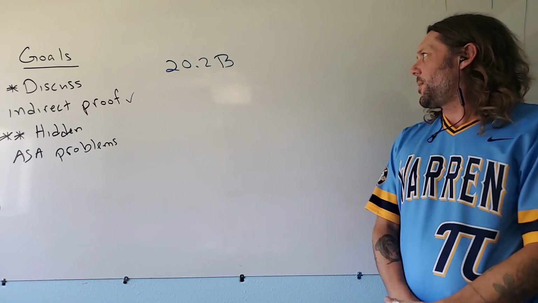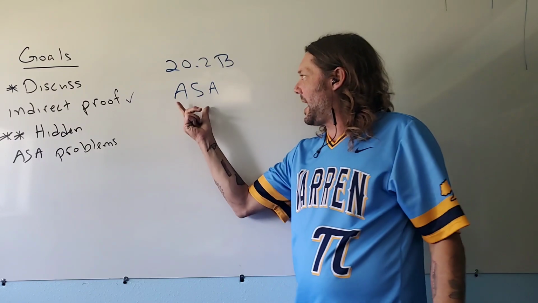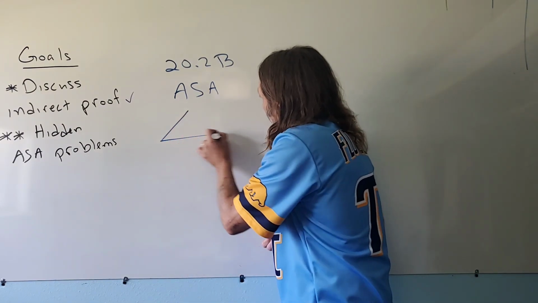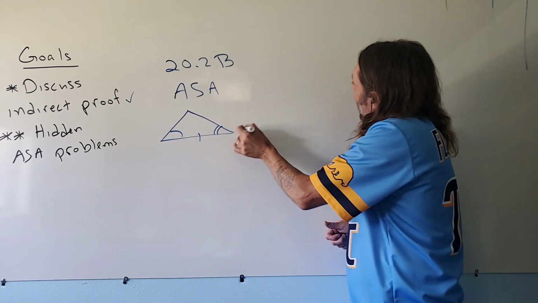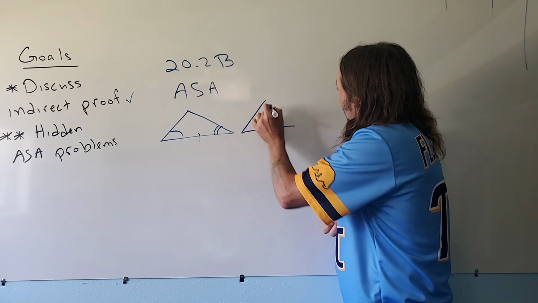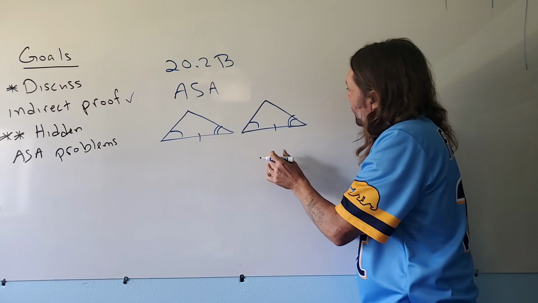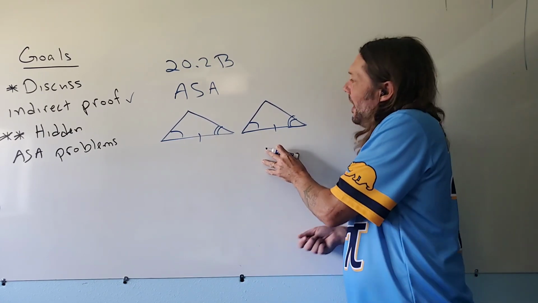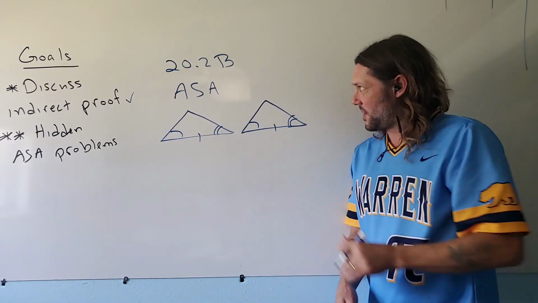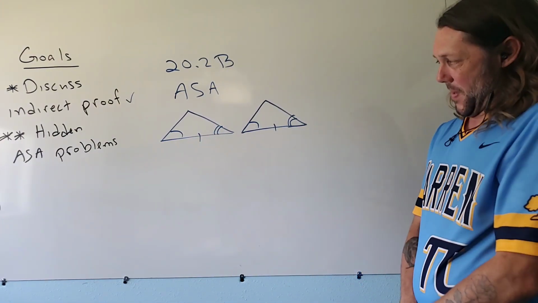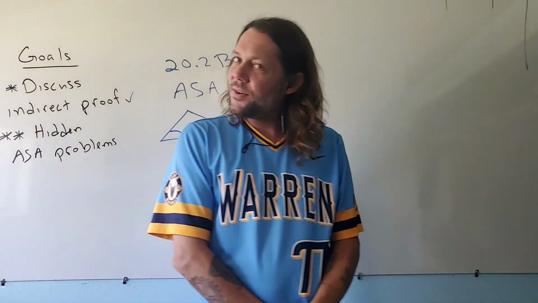And the big idea from 20.2 is the concept of triangle congruence through this type of pattern, where if I have two triangles and I have an angle, a side, and an angle, and in the second triangle I have the angle, the side, and the angle. So if I get this congruence pattern, I can then say that these two triangles themselves must be congruent. So that was yesterday's lesson. So today I want to just discuss how angle side angle could be hidden.